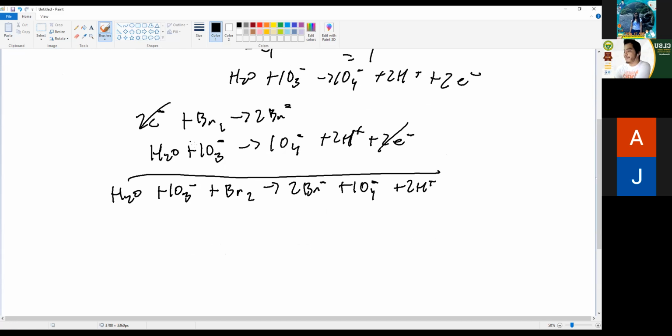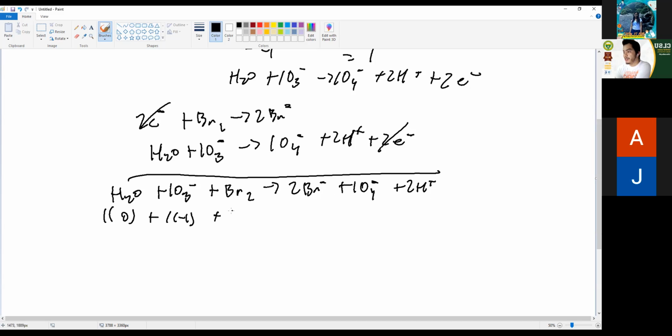Balance ba? Dalawang bromine, isang iodine, hydrogen, dalawa dito, oxygen, 4 dito, so 3 plus 1, 4. So, balance. Charge: 0 times 1 plus 1 times negative 1 plus 0, so negative 1. Then 2 times negative 1 plus 1 times negative 1 plus 2 times positive 1, so cancel, negative 1. So, balance. Ito yung balance reaction natin.